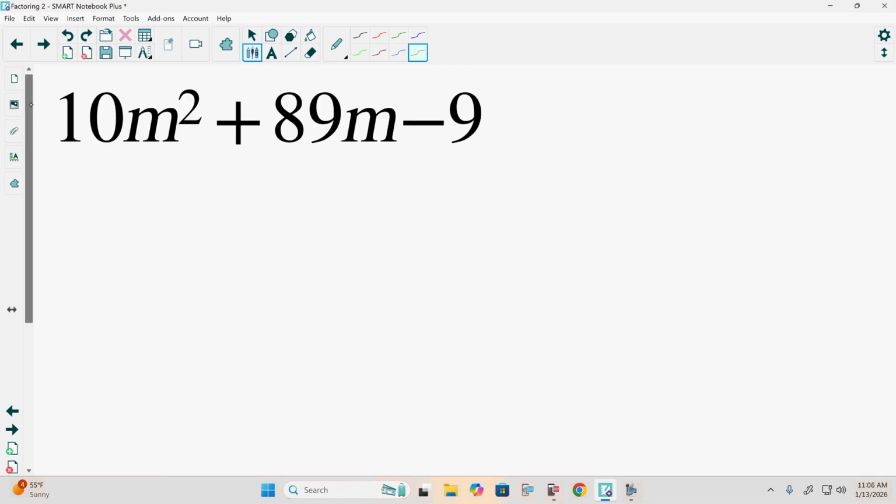10m squared plus 89m minus 9. Unfortunately, there is no greatest common factor between these three terms. 10, 89, and 9 do not share a number divisibility across all three. So we don't have a greatest common factor, but we can still go to two sets of parentheses with three spaces. The third term sign is negative, so the signs are going to be opposite. One is going to be plus, and one is going to be minus.